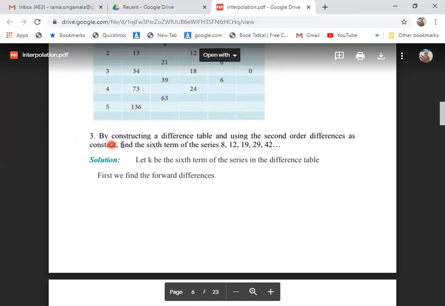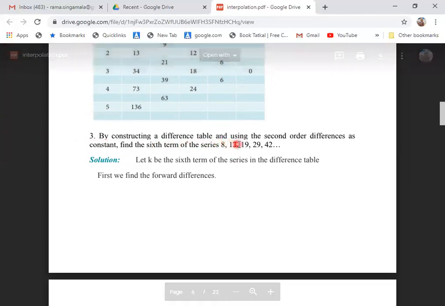Let us see third example. By constructing a difference table and using second order differences as constant, find the sixth term of the series 8, 12, 19, 29, 42. There are 5 known values of y. The next value is to be determined. We are given the condition that second order differences are constant. So the value in sixth position is to be determined.